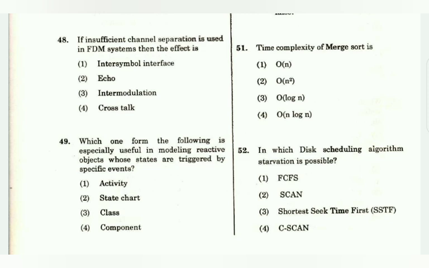Next. In disk scheduling algorithm, starvation is possible... In shortest seek time first algorithm, it selects the nearest request first, causing starvation for far away requests, as they may never get serviced if new nearby requests keep arriving.